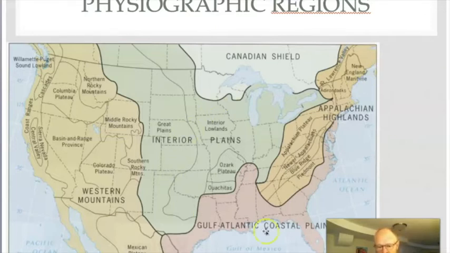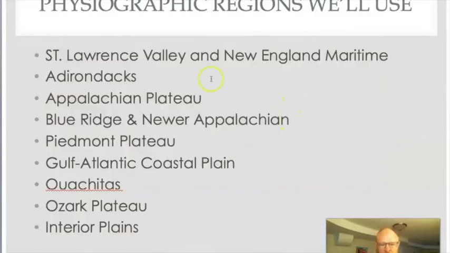So back to these physiographic regions, you can see all of them listed here. I'm going to combine a few of them. So here are the categories that we're going to talk about and think about in this section. I'm going to combine St. Lawrence Valley and New England Maritime. Then we've got the Adirondacks, Appalachian Plateau, Blue Ridge, and newer Appalachians. Those are two physiographic regions that we'll combine together. The Piedmont Plateau, Gulf Atlantic Coastal Plain, Wichitas, Ozark Plateau, and the Interior Plains. So we'll be focusing on those 9 physiographic regions for this week.